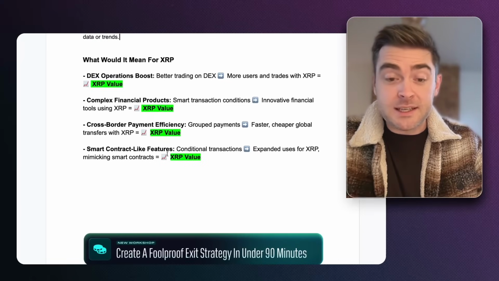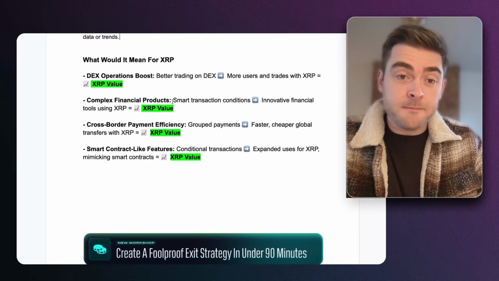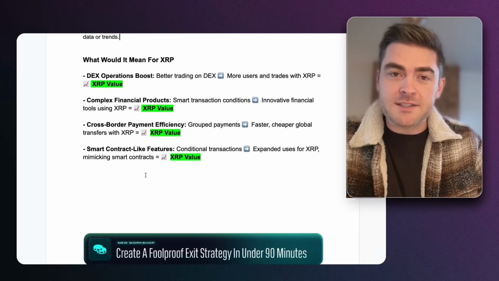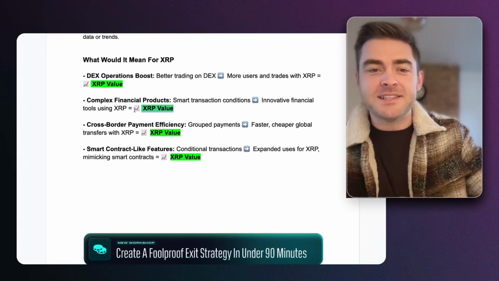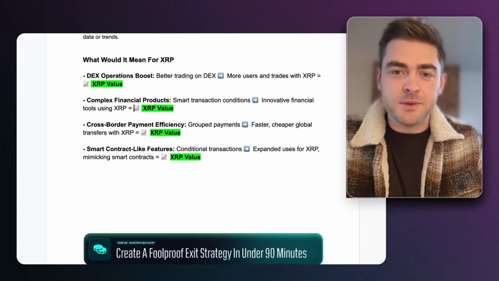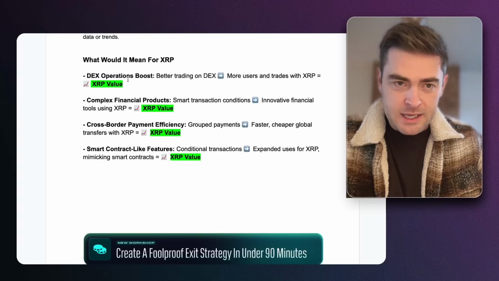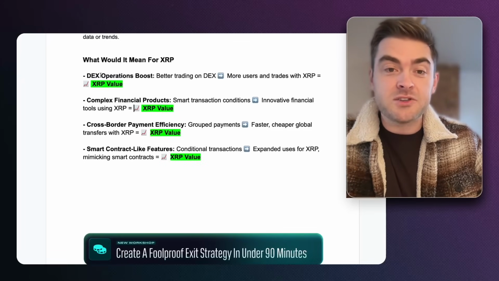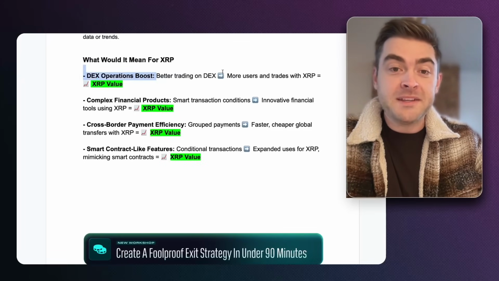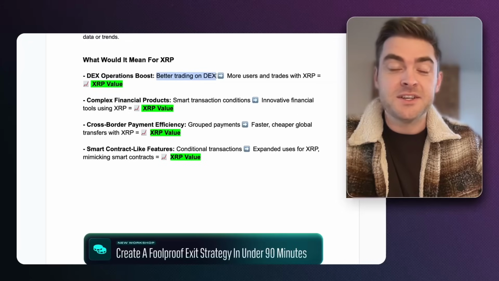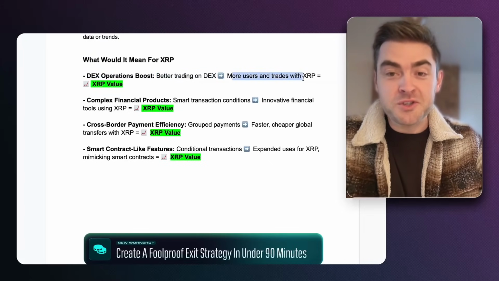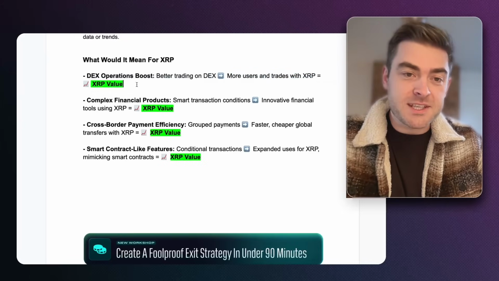But we're all here basically because we're interested in what it could do for XRP. And I think I've narrowed it down to these four things, all of them relating back to the idea that they increase the XRPL value or XRP value. So we've got the increase in capability on decentralized exchanges. So there's better trading on DEXs. You can have this conditional functionality on a DEX, meaning more users and more trades using XRP, increasing the XRP value.